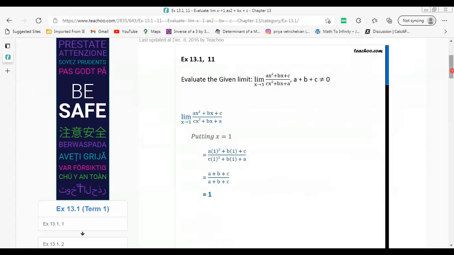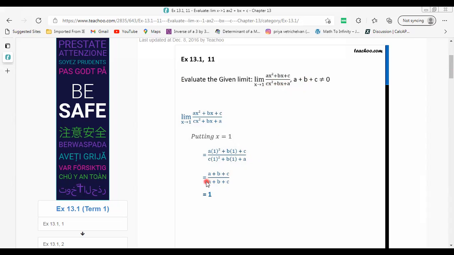Okay, so we are going to evaluate this. First they said the limit x approaches 1. So we'll do the basic substitution first. You just have to replace x as 1. So it will become a into 1 square plus b into 1 plus c, which will be the same. In the denominator, it is c into 1 square plus b into 1 plus a.